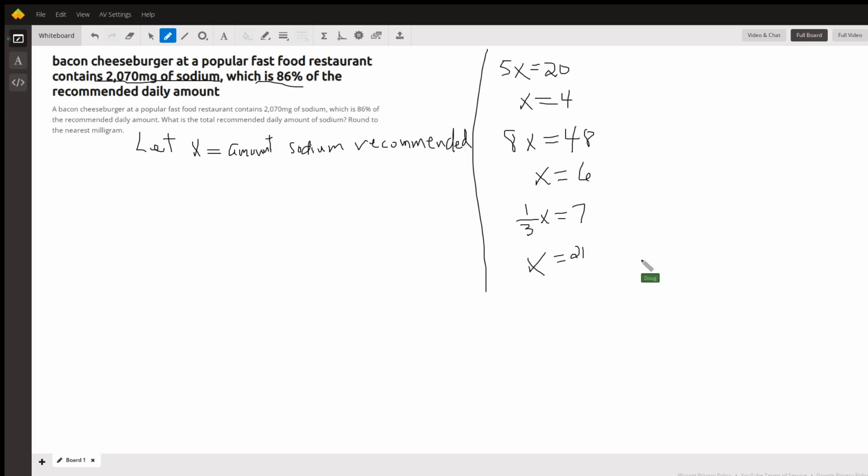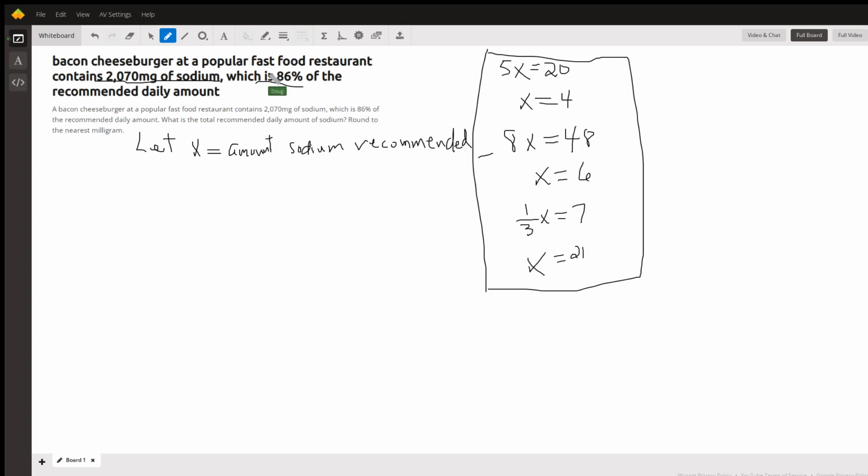Hopefully you're familiar with solving simple one-step equations like this, where you have a number multiplied times the variable equals a number. If 5x equals 20, we use the division property of equality and divide both sides by 5, x is 4. Divide both sides by 8, x equals 6. If you have 1/3 x equals 7, basically you're mentally multiplying both sides by the reciprocal of 1/3, which is 3, so x equals 21.